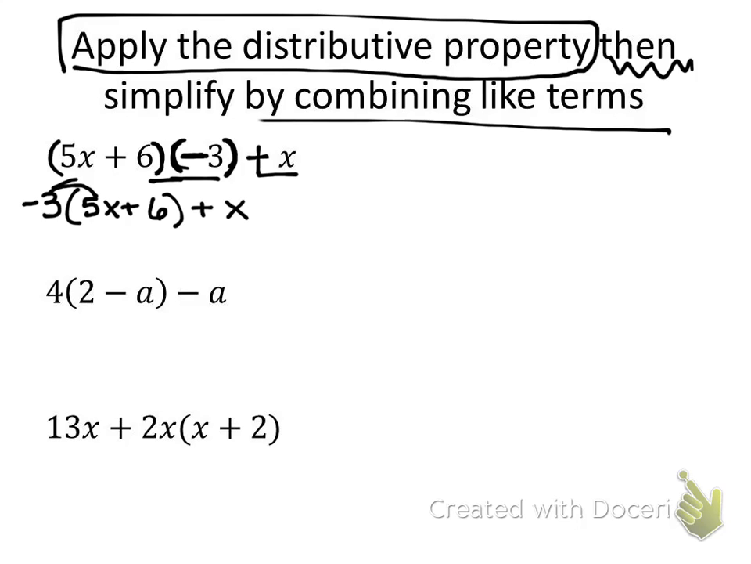So I'm going to distribute this -3 to everything. -3 times 5x is -15x. -3 times +6. How many negative signs do I have there? 1. So what's my answer going to be? Negative. -3 times 6 is -18. That's why it's a -18. Plus x. What's that number in front of x that I don't see but I know is there? 1. Now I'm on to step 2. I did distributive property, which was step 1. Step 2 is combine the like terms. Let's look for like terms. What are my like terms in this problem?